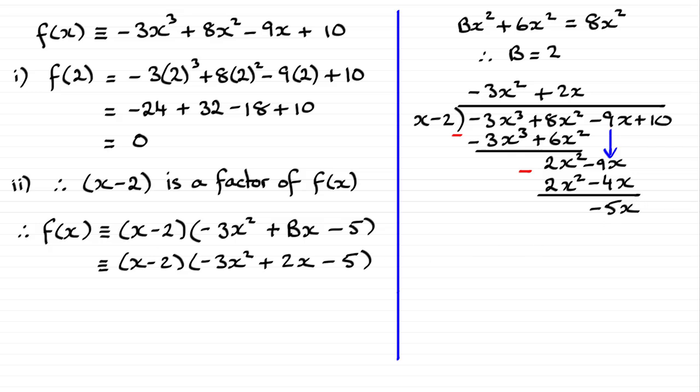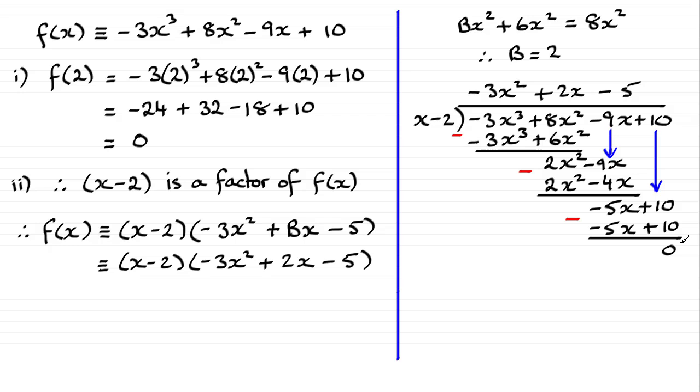We now bring down the next term, our last term here, that constant, plus 10. And we find that, what do we multiply x minus 2 by to give us minus 5x plus 10? Well, it's got to be minus 5. So we put that up there. Check it out. Minus 5 times x minus 2 gives me minus 5x plus 10. So that when I do subtract, what do I get? I get 0, no remainder.